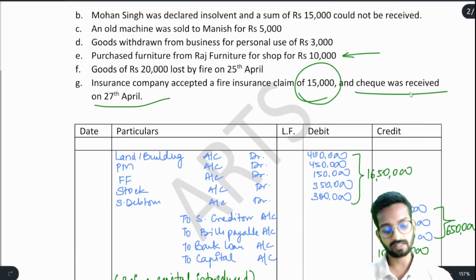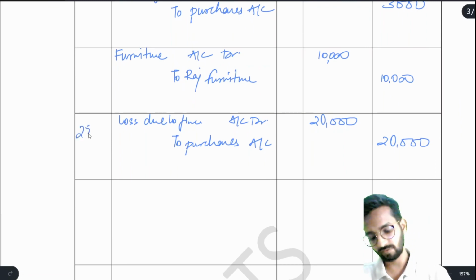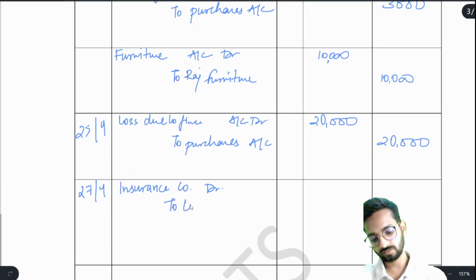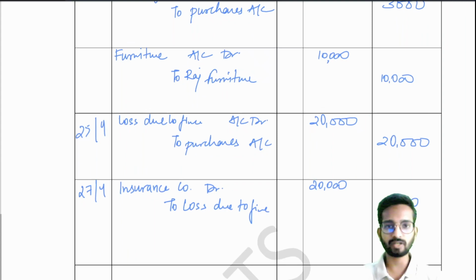If they have accepted the claim, it means first we would have filed the claim. This happened on 25th April. Now on 27th April, I would have filed the claim. Insurance company debit to loss due to fire. How much money would I want from the insurance company? I would want the entire 20,000 rupees only. Simple, because when I am filing the claim, why would I suffer any loss? I will say, okay, 20,000 of goods due to fire I have lost. Please give me the 20,000.